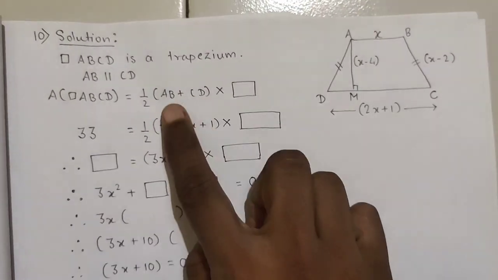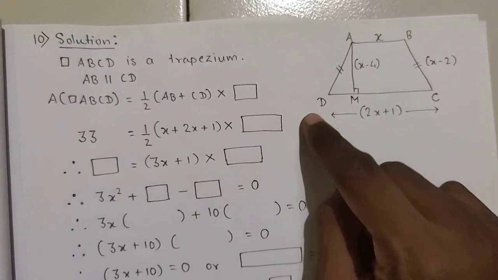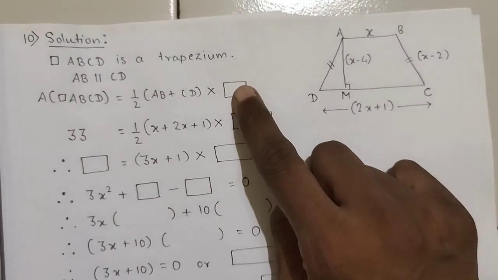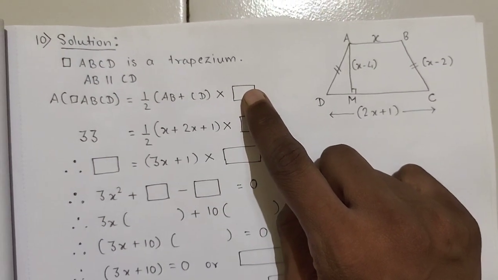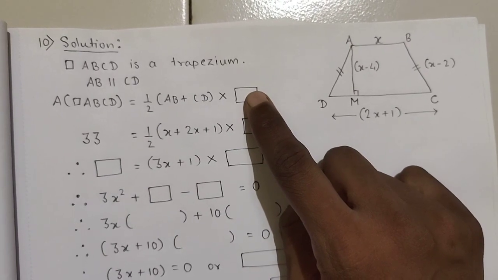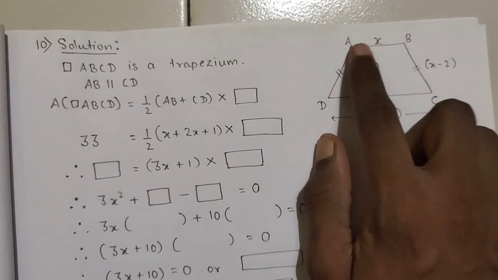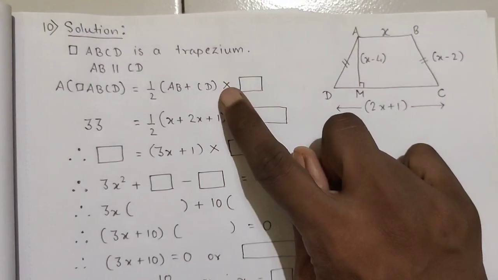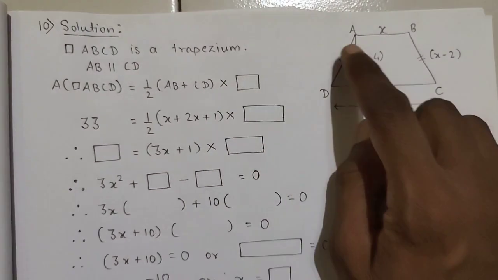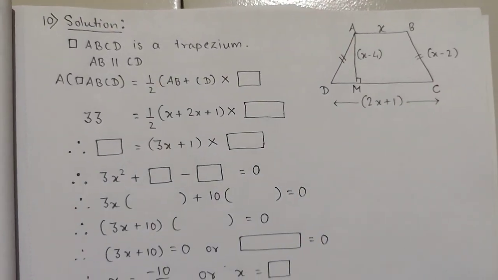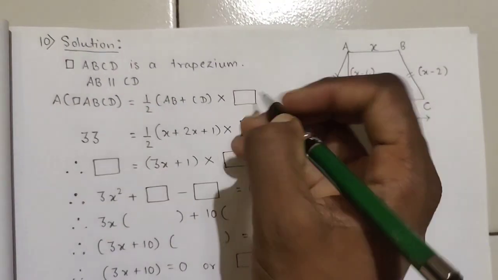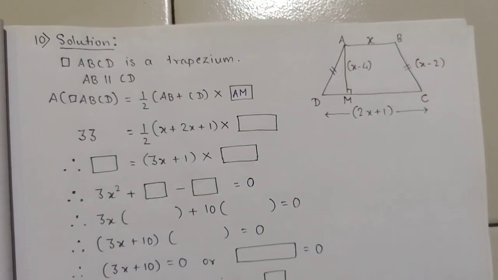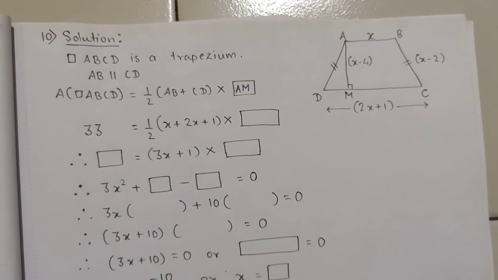This is what? Sum of parallel sides. You can see AB and CD. Now what you need to do? Into of what? Height. That already I have told you the formula. Again I am repeating. Area of a trapezium is nothing but half into sum of parallel sides into height. So what you are going to write here? Into height. So what is your height? AM. So first you are going to write in this box AM. Okay. Understood?